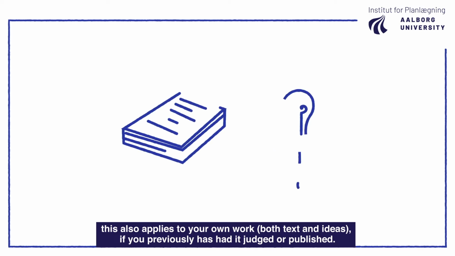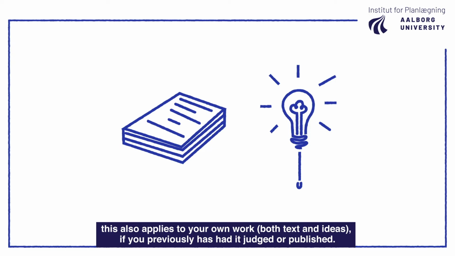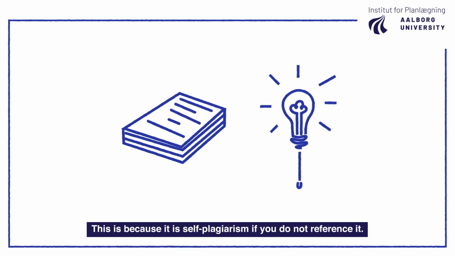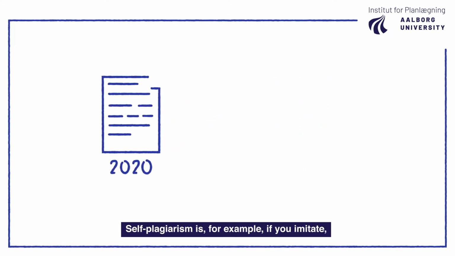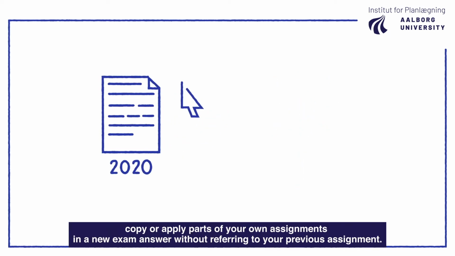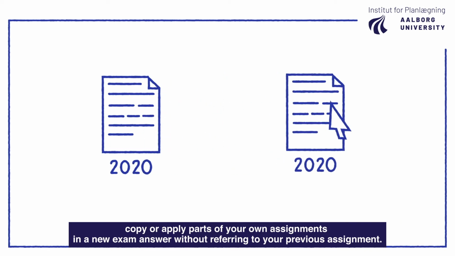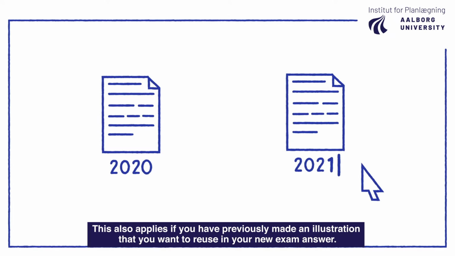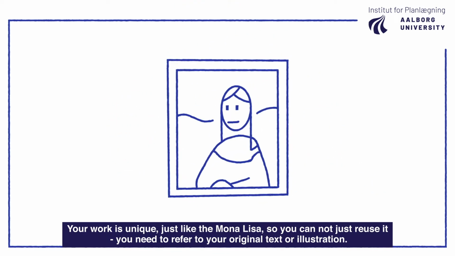This also applies to your own work, both text and ideas, if you previously have had it judged or published. This is because it is self-plagiarism if you do not reference it. Self-plagiarism is, for example, if you imitate, copy, or apply parts of your own assignments in a new exam answer without referring to your previous assignment. This also applies if you have previously made an illustration that you want to reuse in your new exam answer. Your work is unique, just like the Mona Lisa, so you cannot reuse it. You need to refer to your original text or illustration.